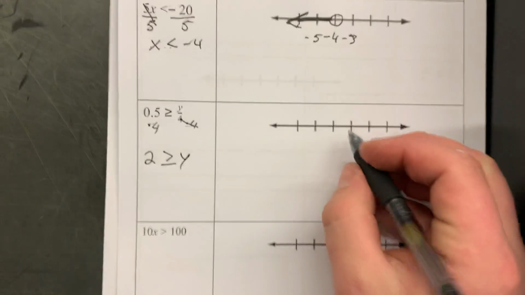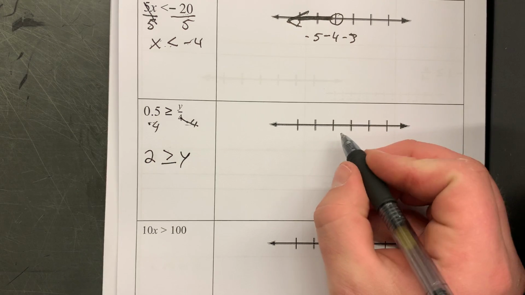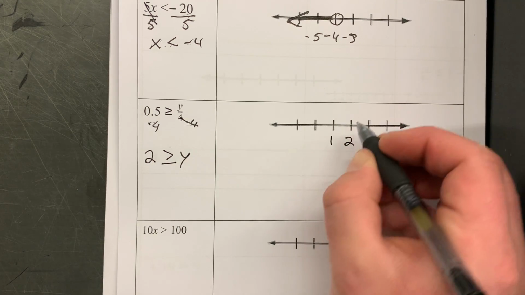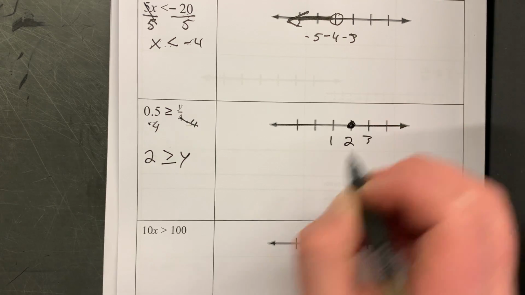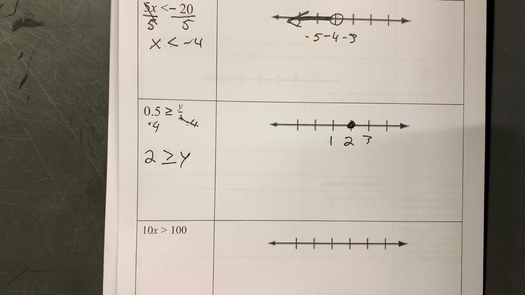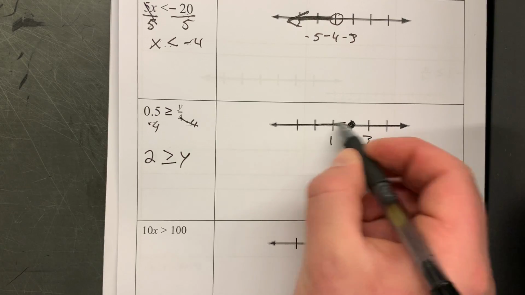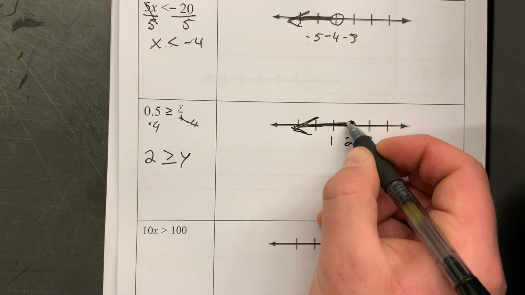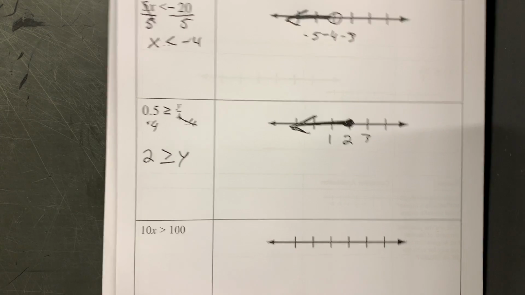I can go ahead and graph it as 2 is greater than or equal to y. 2, 3, and 1. My circle is filled in. I can know that my y is less than or equal to, again, L means to the left. Go down here to the bottom.